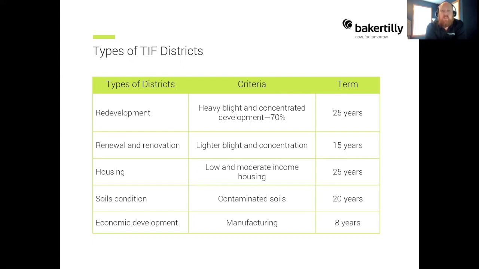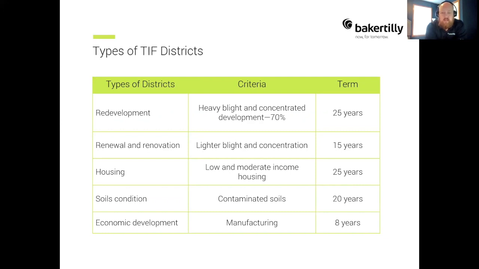For redevelopment and renewal and renovation districts, those are situations where you have to have a blighted property with substandard buildings on it. And I'll talk about what the definition of that is for redevelopment at the end of the presentation. Depending on the type of district there, you can have 25 years or 15 years. It's important to remember that these are the way the terms are referred to in statute, but the language is actually 25 years from the first receipt of TIF or 15 years from the first receipt of TIF. So the actual duration is these numbers plus one.